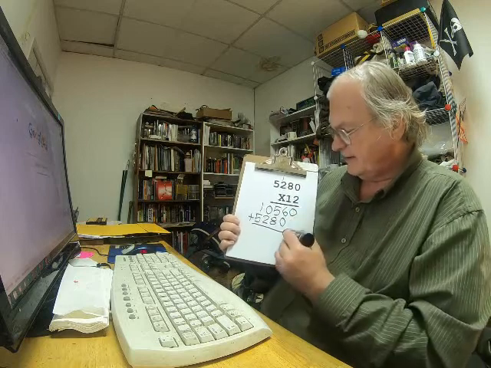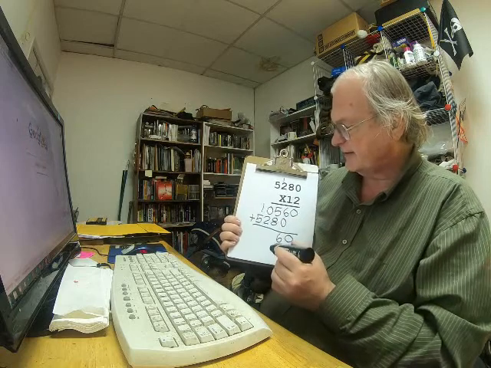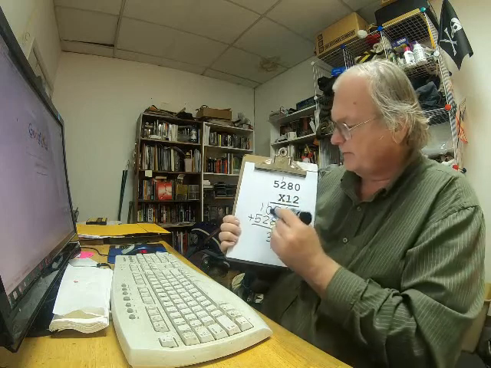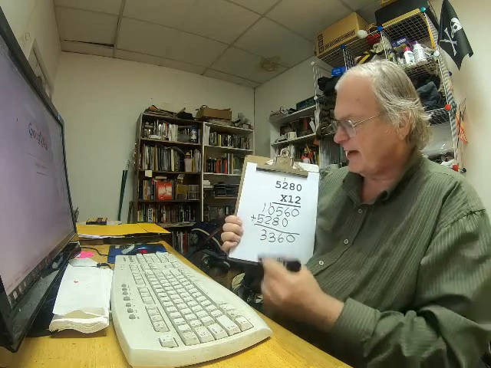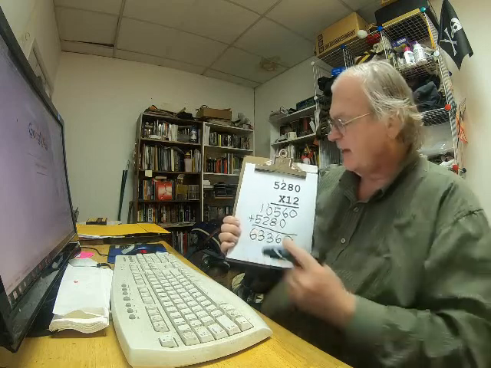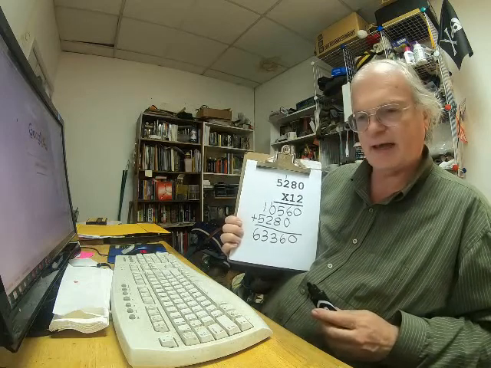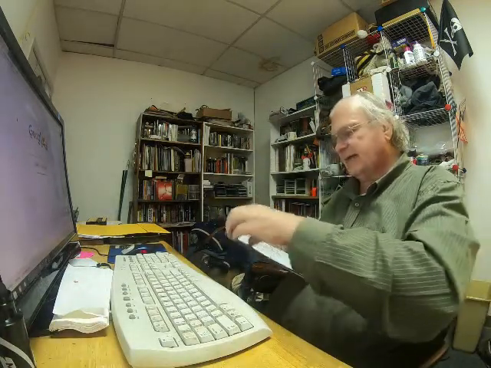And what do we get? Well, the 0 is 0. 6 plus 0 is 6. 5 plus 8 is 13. We carry the 1 up here. 1 plus 2 is 3, and 1 plus 5 is 6. So 5,280 times 12 is 63,360. And that's our first example.